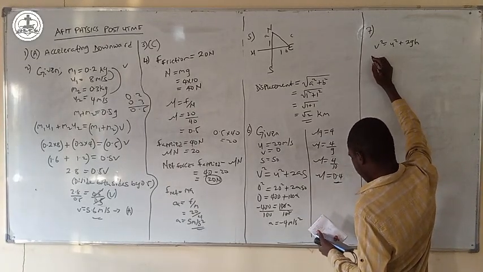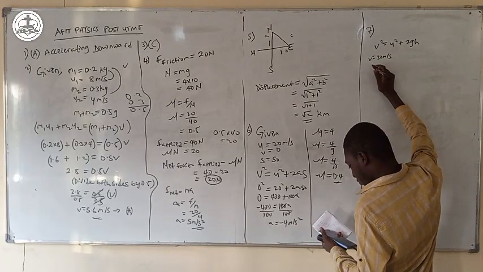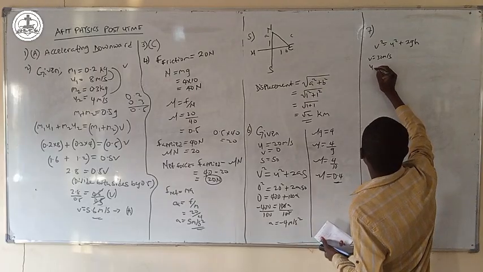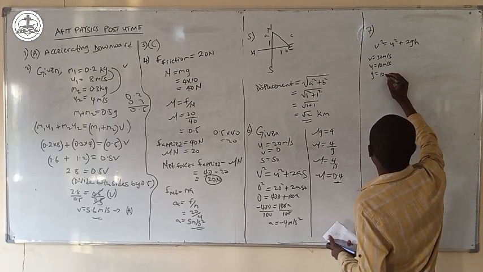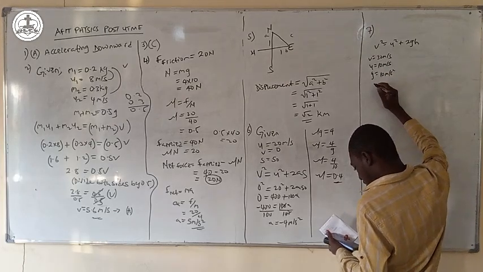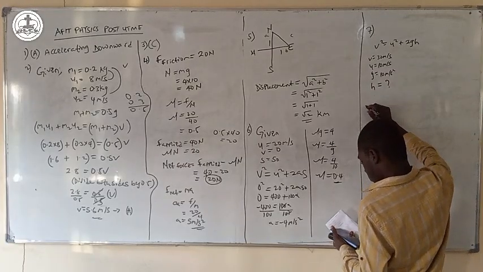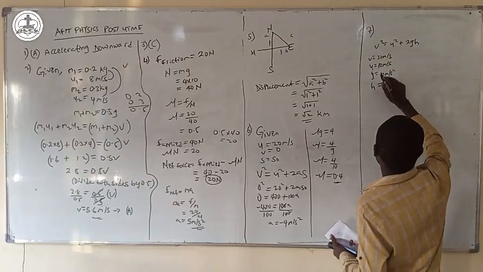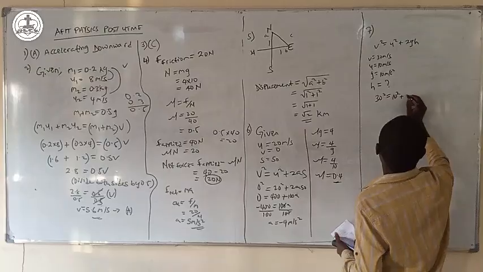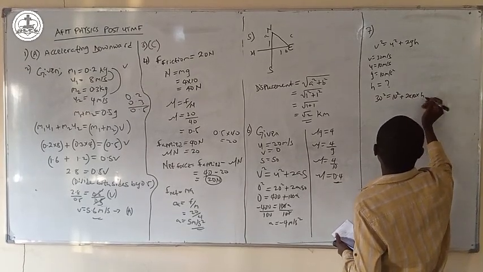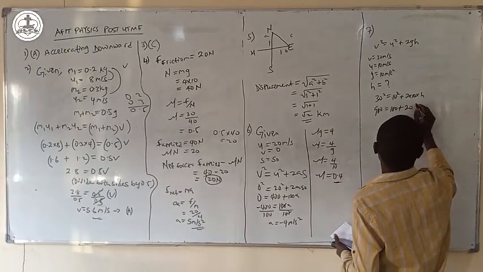So what's our v? Our v is 30 meters per second. What's the u? U is 10 meters per second, initial. G we should assume to be 10 meters per second squared. We are finding the height of the cliff, so we don't know it. Now we substitute: 30 squared is equal to 10 squared plus 2 times 10 times h. So 30 squared is 900, and this is 100 plus 20h.